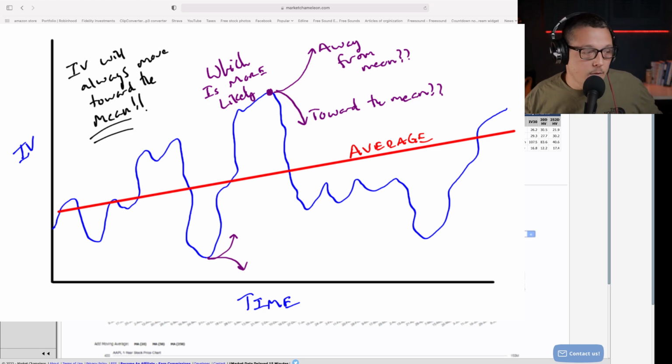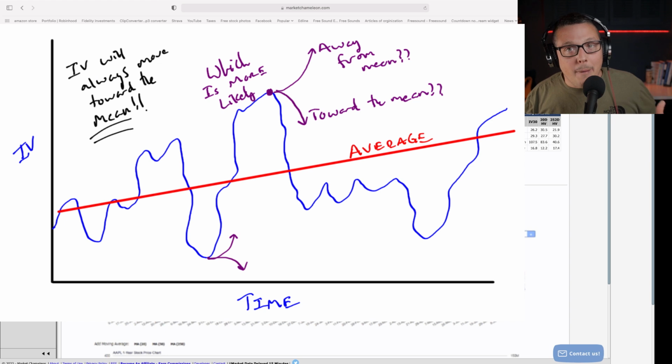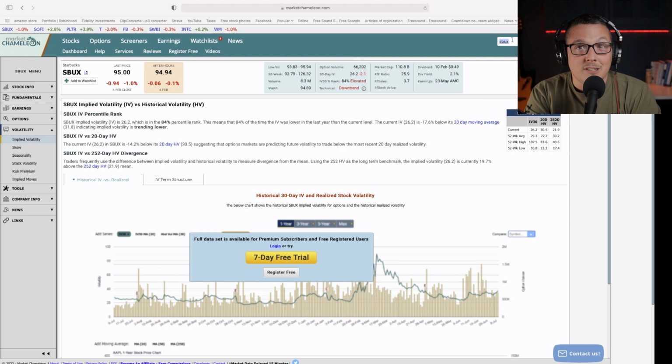We use the mean. Using the 250-day as the long-term benchmark, the implied volatility 26.2 is currently 19.7% above the mean. So whether you look at the rank and say it's 84, which means it's high, or you say it's 19% above the mean, it's going to come back down to the mean. And you can find all of this right here on Market Chameleon. This is really all you need to know. I'm sure you can find it other places.